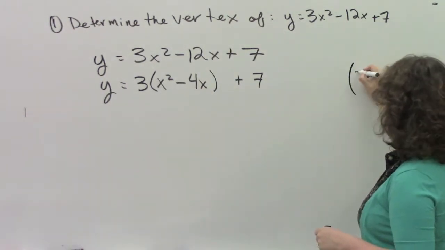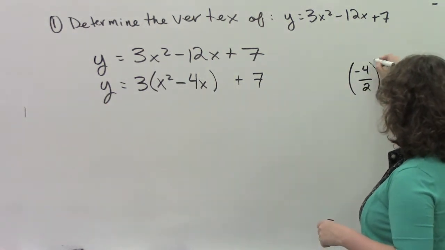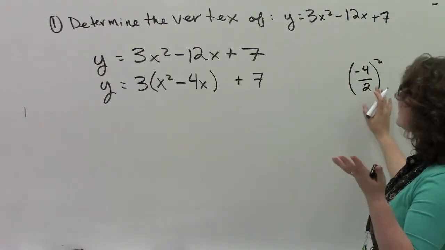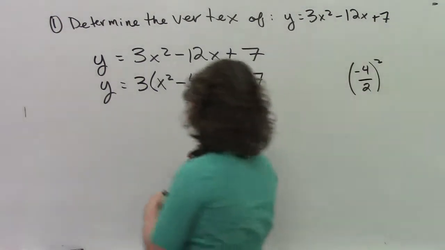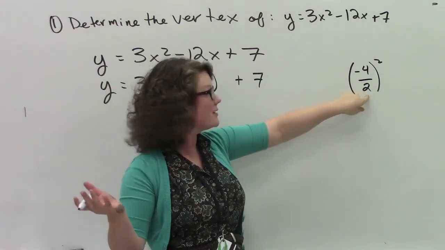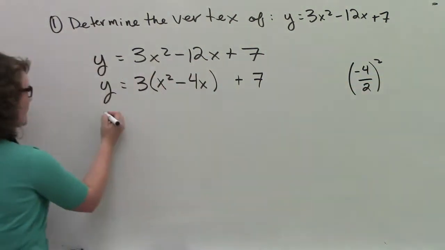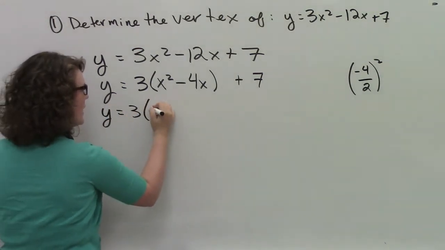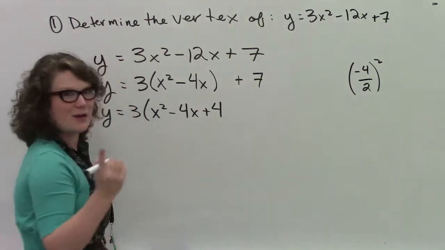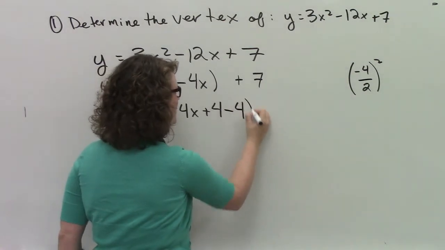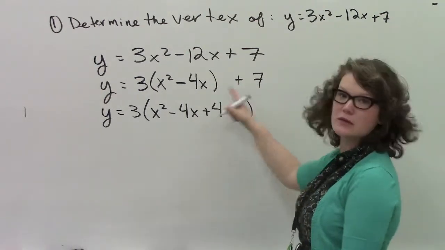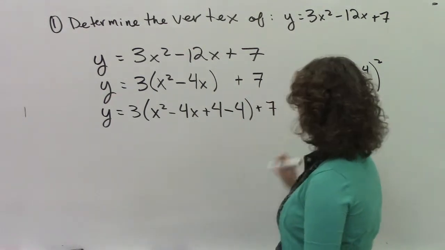algebra on the side. Remember, negative 4 divided by 2, squared. That is what we need to add and subtract in this situation to make it a perfect square trinomial. In this case, negative 4 divided by 2 is 2, squared is 4. So we have here y equals 3 times x squared minus 4x plus 4. Now we need to subtract it too, minus 4, because we would need to pretend that it didn't really exist. We can add 4 as long as we subtract 4, because this equals out to 0, plus 7.